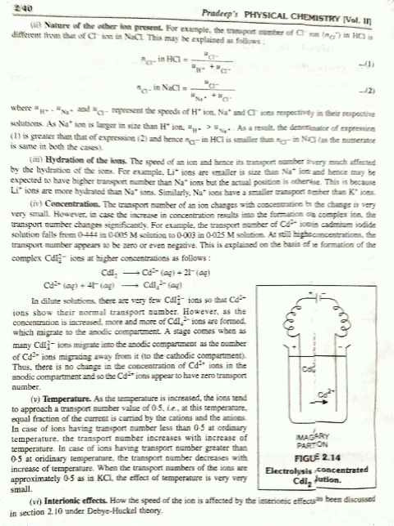The speed of an ion and hence its transport number is very much affected by the hydration of the ions. For example, lithium ions are smaller in size than sodium ions and hence may be expected to have higher transport number than Na⁺ ions, but the actual position is otherwise. This is because Li⁺ ions are more hydrated than Na⁺ ions. Similarly, Na⁺ ions have a smaller transport number than K⁺ ions.